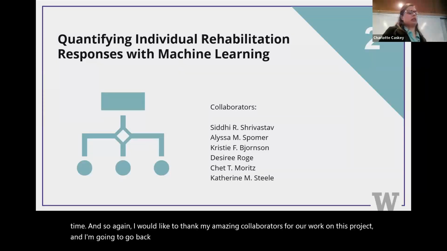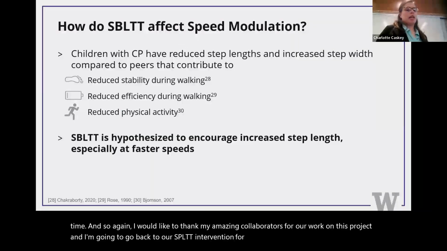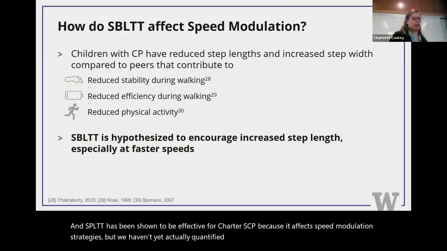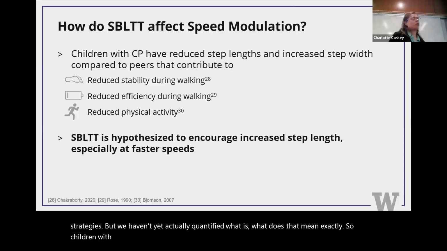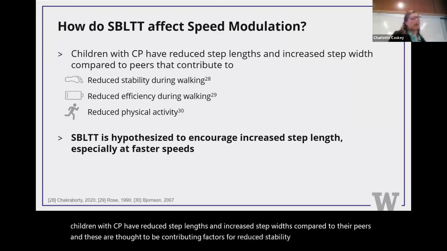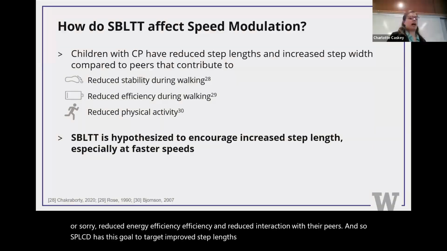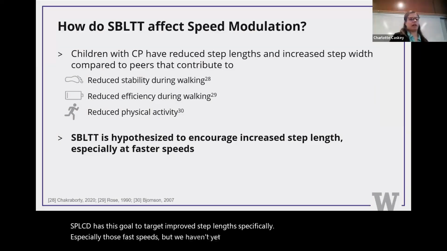And I'm going to go back to our SPLTT intervention for this. And SPLTT has been shown to be effective for children with CP because it affects speed modulation strategies, but we haven't yet actually quantified what does that mean exactly. So children with CP have reduced step lengths and increased step widths compared to their peers. And these are thought to be contributing factors for reduced stability during walking, reduced energy efficiency, and reduced interaction with their peers. And so SPLTT has this goal to target improved step length specifically, especially at those fast speeds, but we haven't yet been able to quantify this in kids with CP.